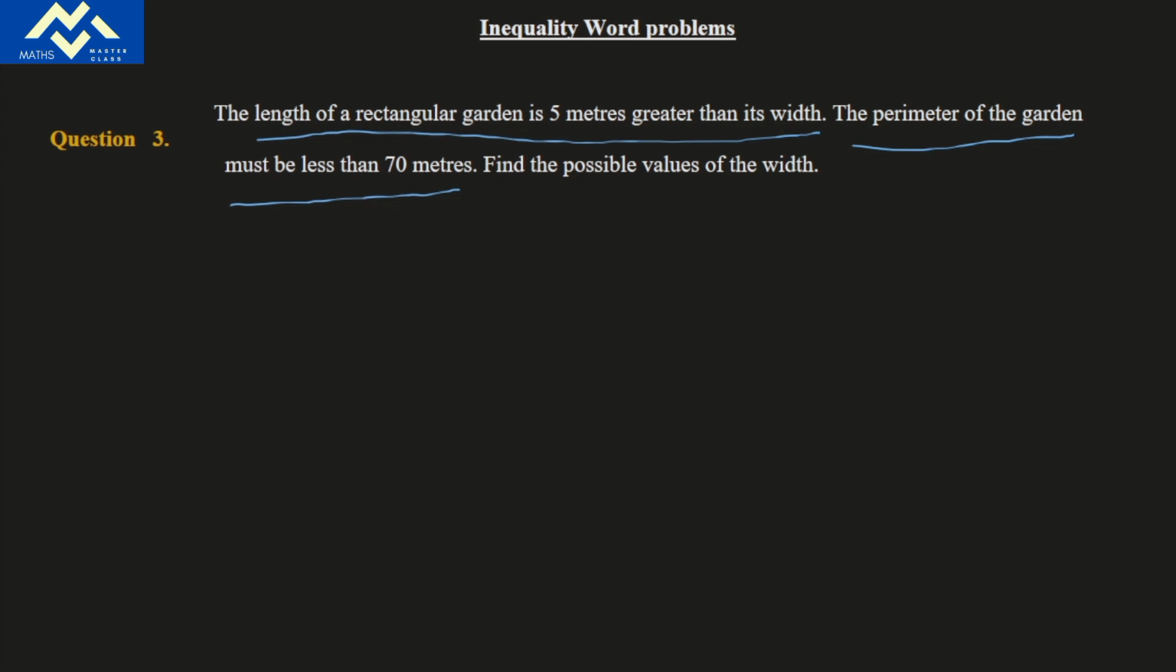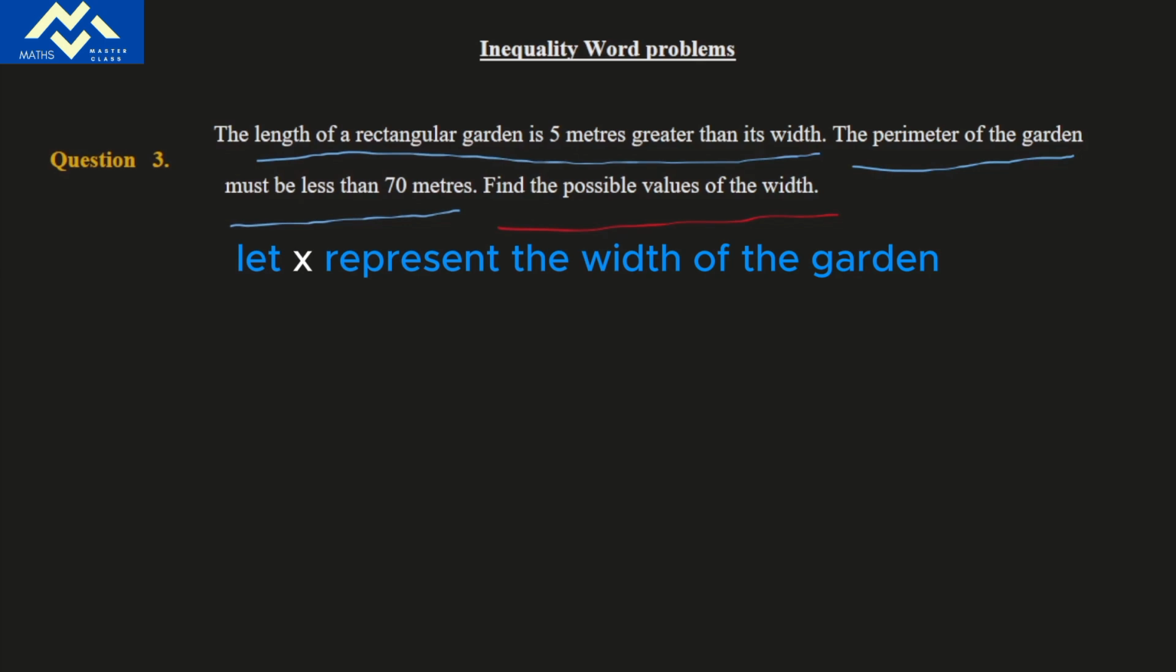Now, the question asks us to find the possible values of the width. So we are looking for the width. Since we don't know the width, let's represent it with x. Therefore, x represents the width of the garden. Now, what does the question tell us about the length? It says the length is 5 meters greater than the width. If the width is x, then 5 meters greater than the width will be x plus 5.